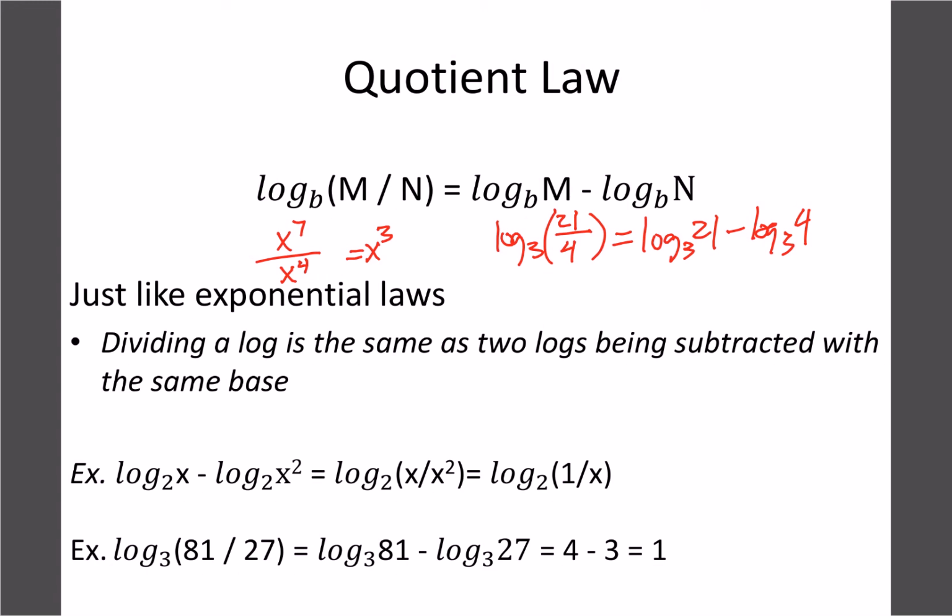Let's look at a similar example here at the bottom. We've got log 2 of x minus log 2 of x squared. Because it's minus, we can write those as division, and x divided by x squared simplifies to 1 over x. Or once again, we can work backwards. If I gave you log base 3 of 81 over 27, we can split that up into log base 3 of 81 minus log base 3 of 27. Once again, 3 to the what equals 81? That's 3 to the 4. 3 to the what equals 27? That's 3 to the 3. So 4 minus 3 gives us just 1. All of that equals just 1.